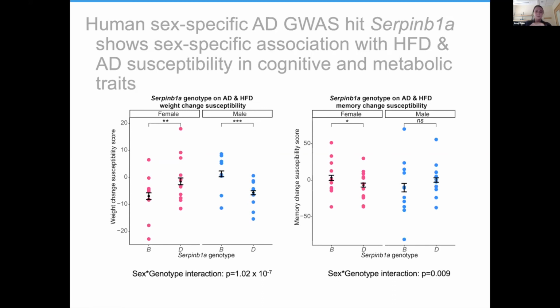But the relationship is going in the opposite direction in males and females. So for example, females with the D allele at this locus are less susceptible to weight loss. So they lose less weight, but they also experience greater cognitive decline. So there seems to be a disconnect between the genetic contributions to metabolic and cognitive response to high-fat diet.